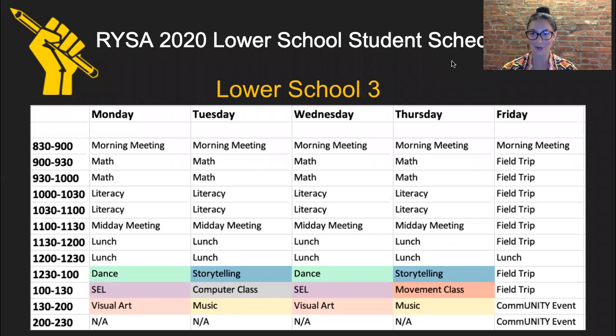Again, note the similarities for Lower School 3. The only differences appear again in the afternoon. From 12:30 to 1, dance on Monday and Wednesday, storytelling on Tuesday and Thursday. From 1 to 1:30, SEL on Monday and Wednesday, computer class on Tuesday and movement class on Thursday. From 1:30 to 2, visual art on Monday and Wednesday, and music class on Tuesday and Thursday. And all lower school students Monday through Thursday are offline by 2 p.m.